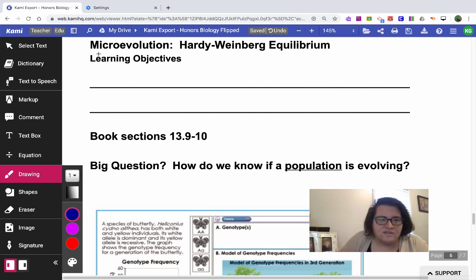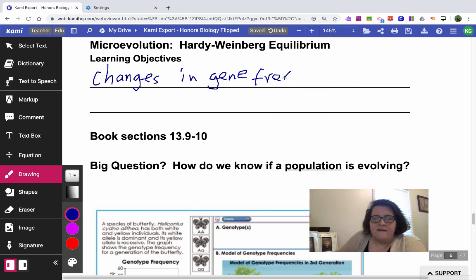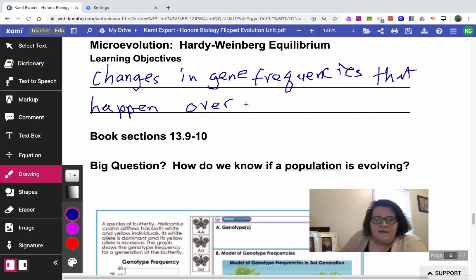I'm just getting used to using this stylus again, this little tablet, so you're going to have to bear with me. Sometimes it's a little laggy. So microevolution is the changes in gene frequencies that happen over time. Let me add something to this. Changes in gene frequencies within a population.